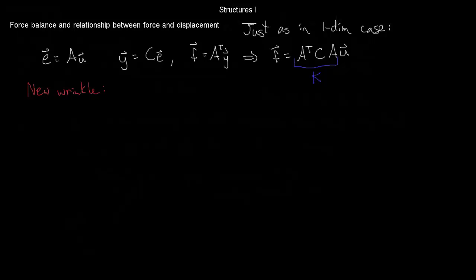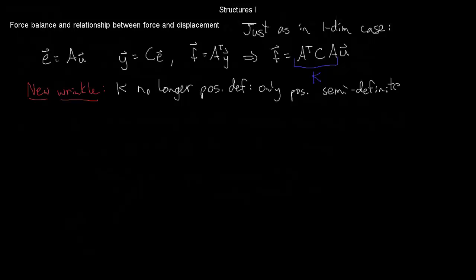But the new wrinkle in this two-dimensional setting is that you can't assume that K is positive definite anymore. It generally isn't. Instead, all we can say about K is that it's positive semi-definite, meaning that if you did an LU decomposition of K, you would find non-negative entries on the diagonal. And K will be positive definite exactly when the columns of A are linearly independent, but we saw that A was pretty rectangular in the example, so it can be pretty hard for the columns of A to be linearly independent.